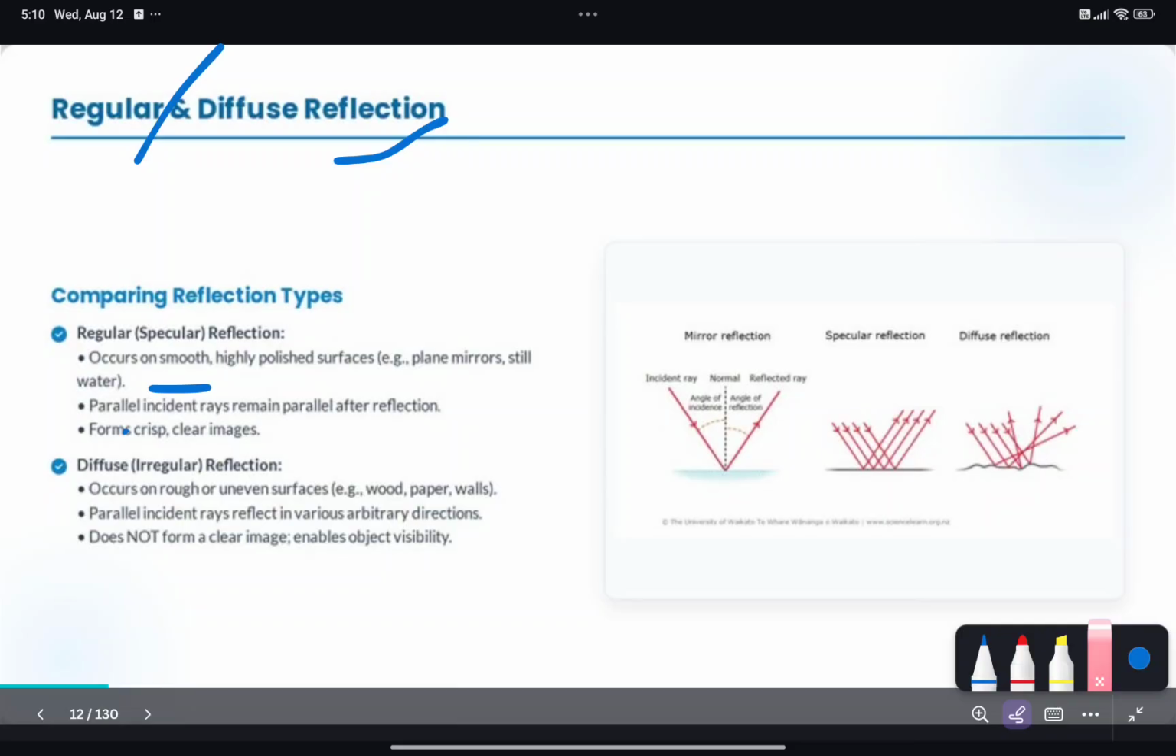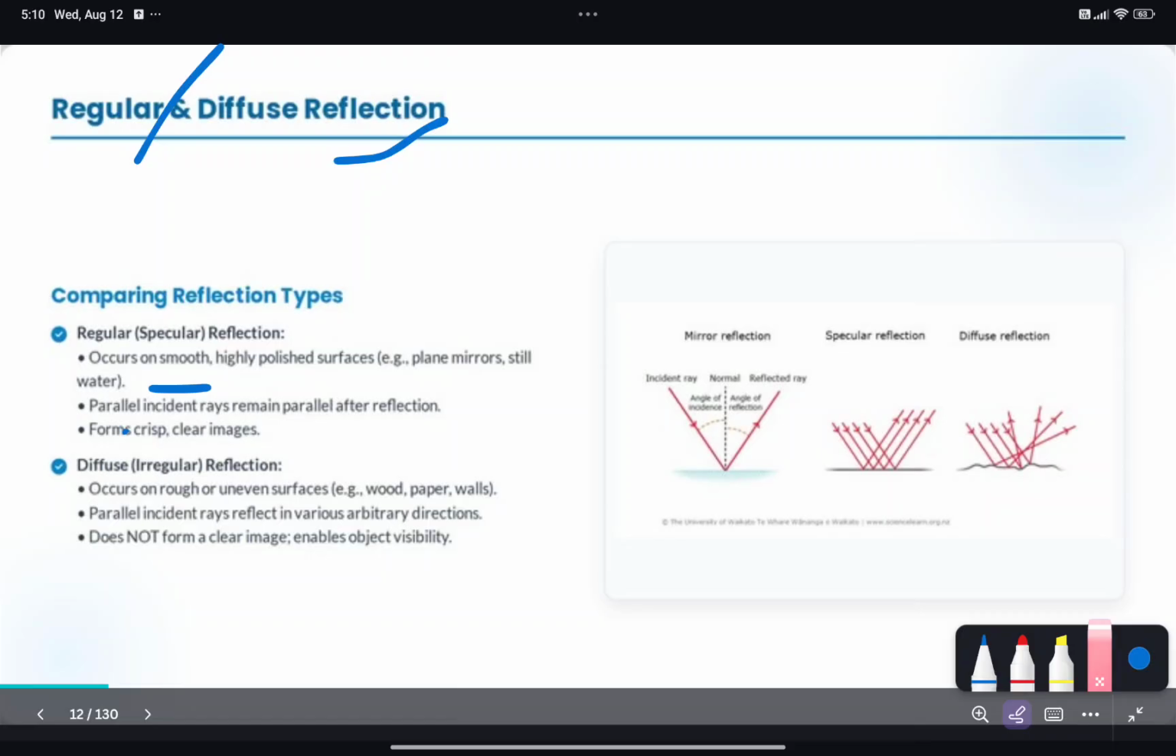One more type. What is the other type of reflecting surface? Irregular surface, or we can sometimes call it the diffuse surface. It occurs on rough and uneven surfaces. What are the examples for diffuse or irregular reflection? Wood, paper and walls. Parallel incident rays reflect in various arbitrary directions.